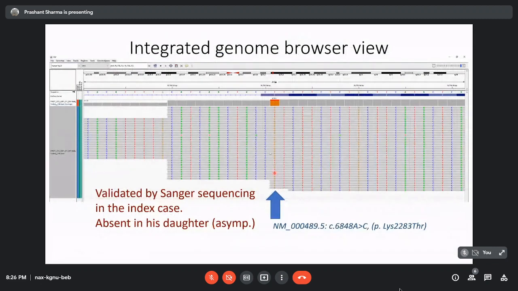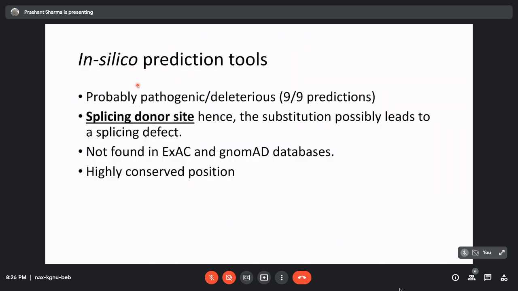First you need to validate the mutation that you got by Sanger sequencing. This was done. It was there in the patient. It was absent in his daughter. And then you need to check whether this variant is pathogenic or not. In silico prediction tools predicted this was probably a pathogenic variant. That was because it was affecting a splice donor site, and this substitution leads to a splicing defect. It was not previously described in the normal population, and this is evolutionarily a very highly conserved position. So again, a variation at this particular position was very likely to be deleterious or giving rise to a disease.